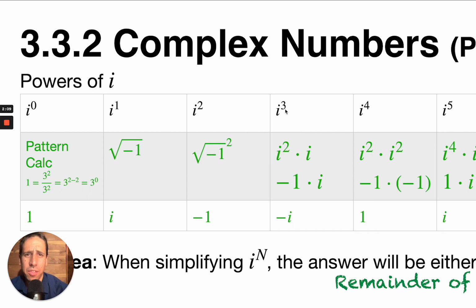So what is i to the third power? I times itself 3 times would be i squared times i to the first power. And we know what i squared is. That's -1. So when you simplify this, i to the third is just -i.